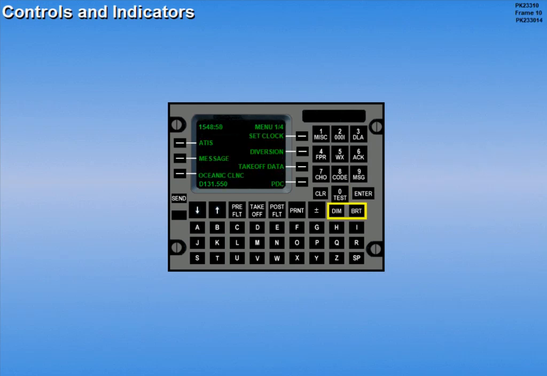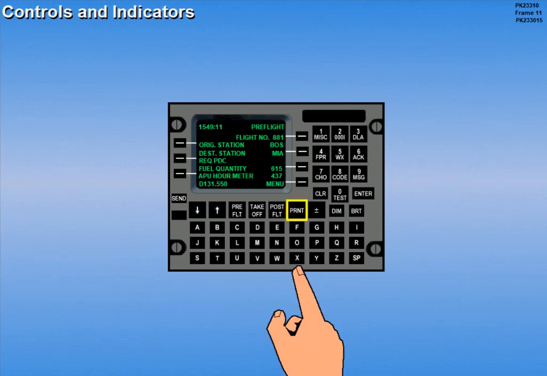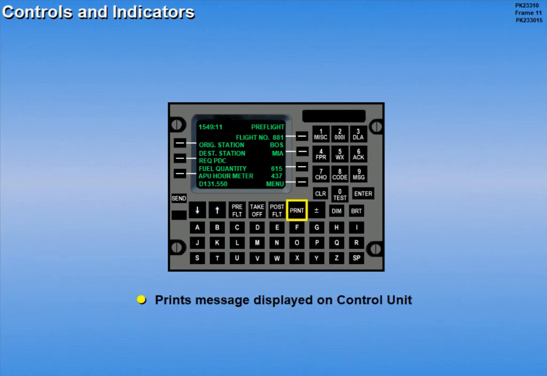The bright and dim keys change the light intensity of the control unit display. Successive presses result in small incremental changes in this intensity. When the print key is pressed, the message displayed on the control unit is sent to the printer. The send key is used to send crew-initiated data. When data is being sent, the send light will illuminate.